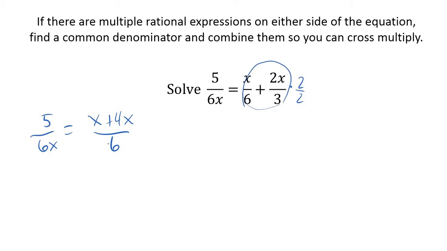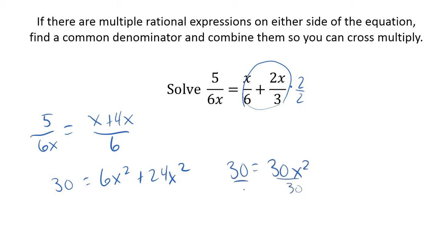Hey, now I can cross multiply. So 6 times 5 is 30. 6x, let's multiply it up through this. So I would get 6x squared plus 24x squared. Is that right? 24x squared, yeah. Okay, so now let's see what we'd get. So I have 30 equals 30x squared.